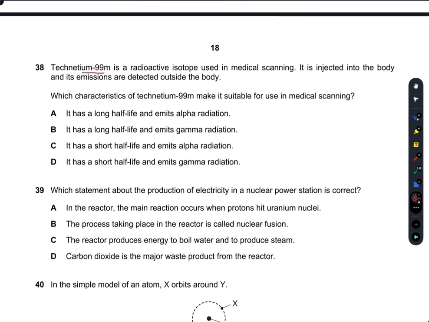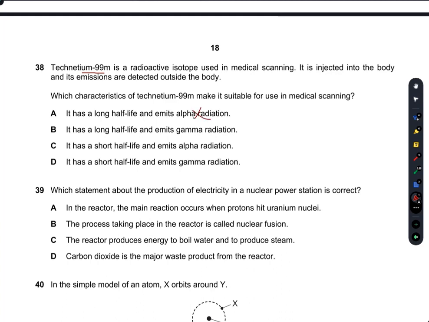Technetium-99m is a radioactive isotope used in medical scanning engineering. It is injected into the body, and its emissions are detected outside the body. Which characteristics of technetium-99m make it suitable for use in medical scanning? It has a long half-life and emits alpha radiation.